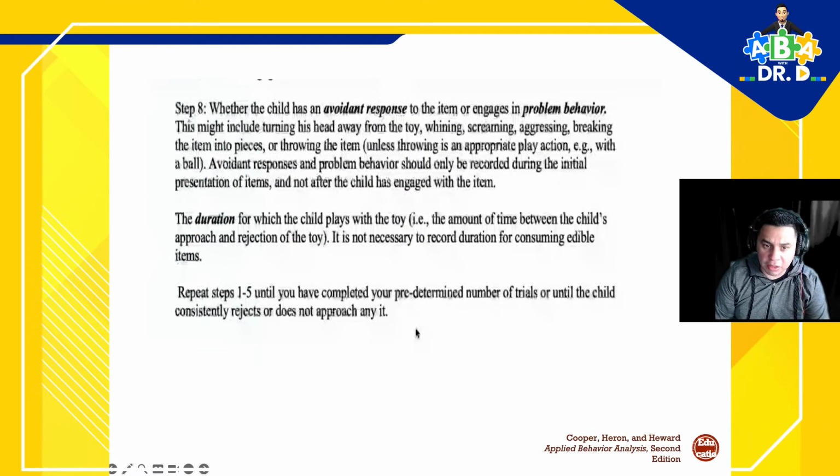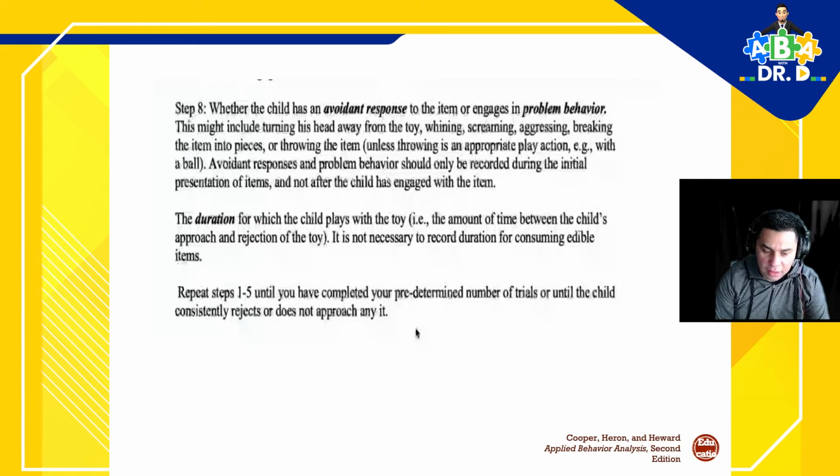Step 8, whether the child has an avoidant response to the item or engages in problem behavior. So this might include turning his head away from the toy, whining, screaming, aggression, breaking the item into pieces, or throwing the item, unless throwing it is an appropriate play action, like with a ball, for example. Avoidant responses or problem behavior should be recorded during the initial presentation of items and not after the child has engaged with the item. And also what you're going to record is the duration for which the child plays with the toy, so the amount of time between the child's approach and rejection of the toy. It is not necessary to record duration for consuming edible items.